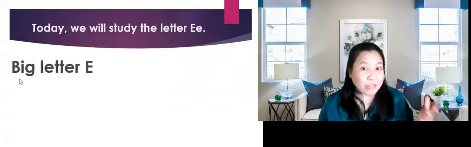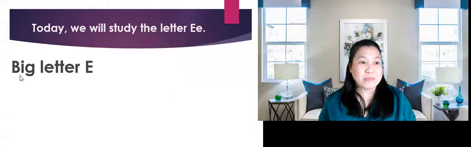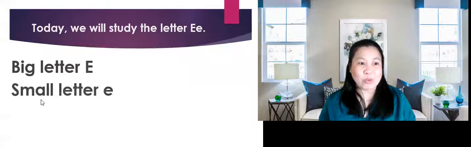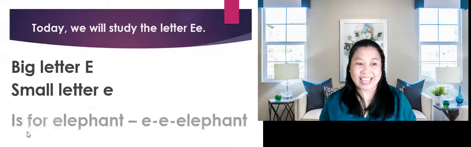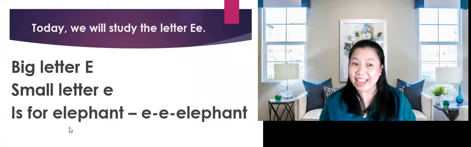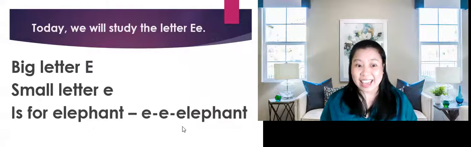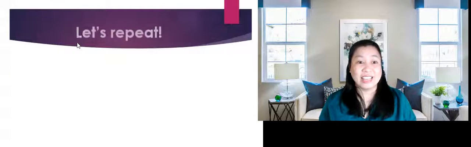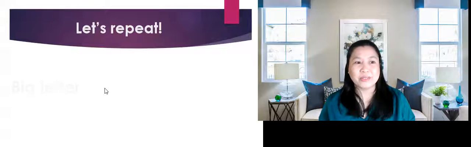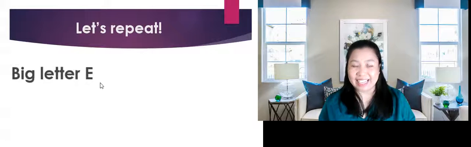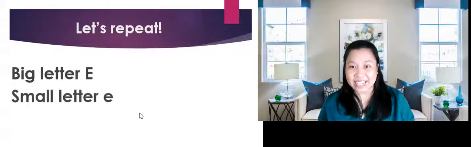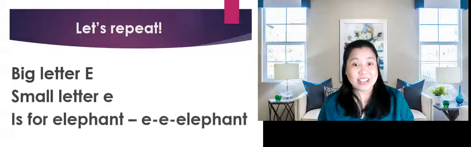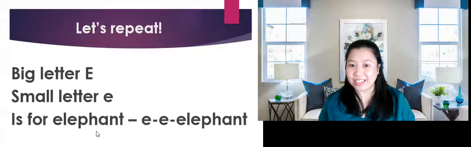Okay, repeat after me, please. Big letter E, small letter E is for elephant. Elephant. Let's repeat. Big letter E, small letter E is for elephant. Elephant.